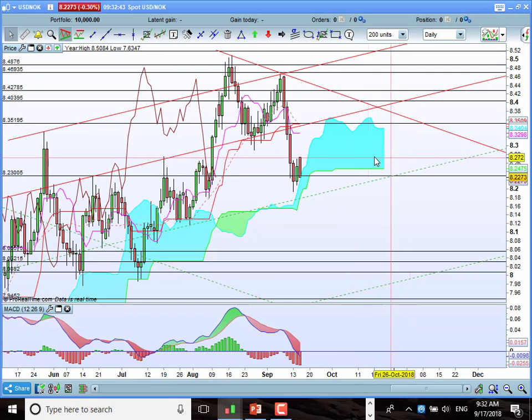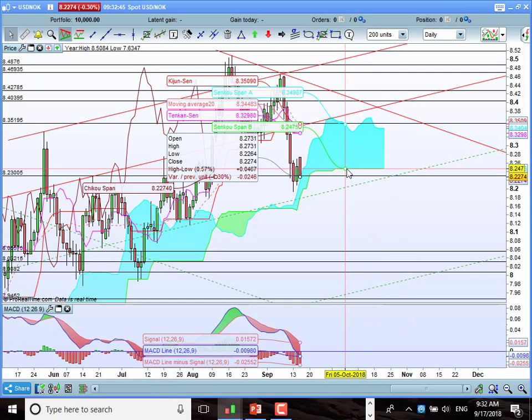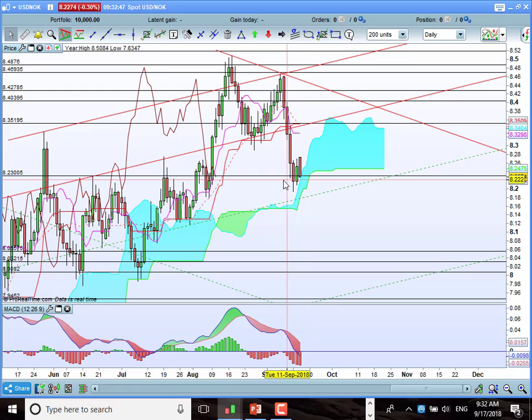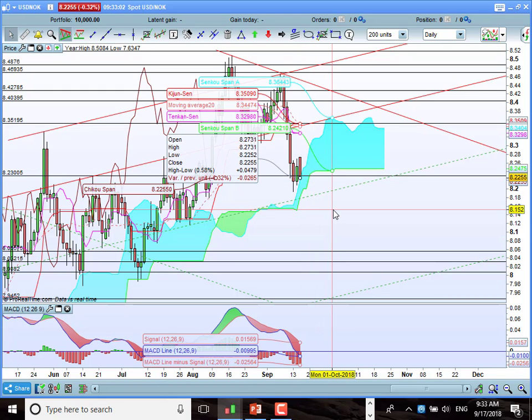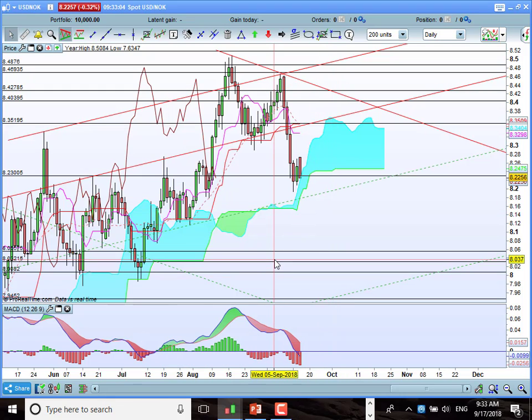US dollar Norwegian krone fighting for support at the front end of the cloud here at 8.24. Looking for a potential rebound here. If the rebound holds and support comes in here, we'll see that rebound. If not, if we break through the cloud here, that's a sell signal again as it crosses the cloud to the downside, and then we have more downside levels of 8.15 to watch out for, as well as the other target of 8.034. But we'll see how this week's going to pan out in terms of the US dollar Norwegian krone.